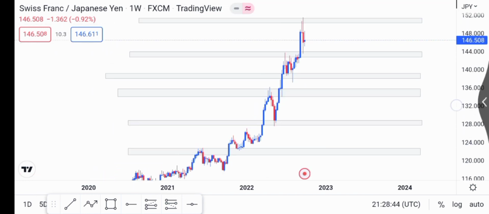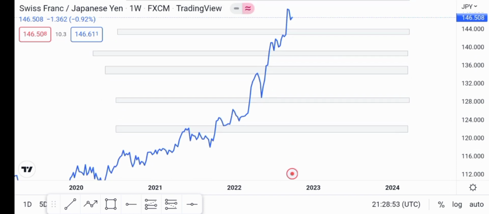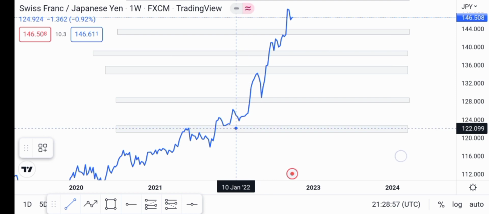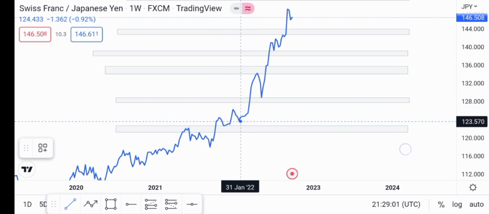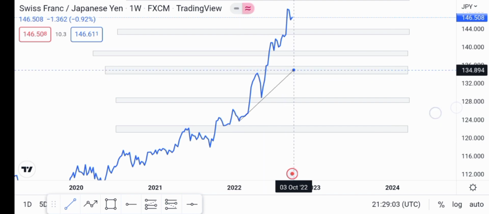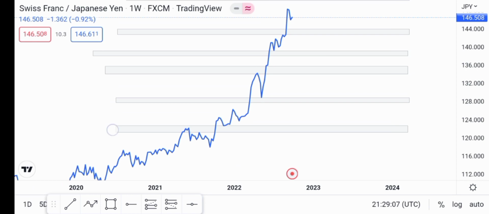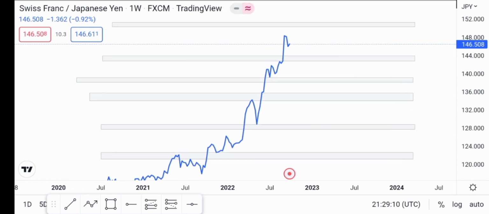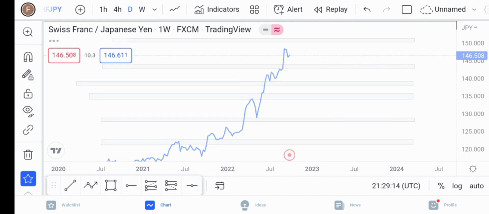So I'm gonna switch to the line chart to see what's really going on, so I can draw my perfect trend line starting from where? Here? No, not here. Okay, sorry. I'll have to go to the daily time frame, so I may not confuse you guys. So let us move to the daily time frame.